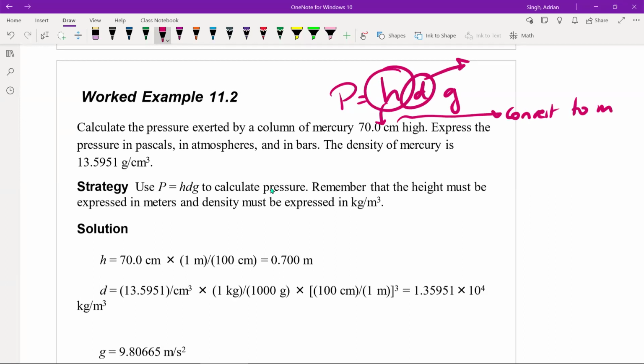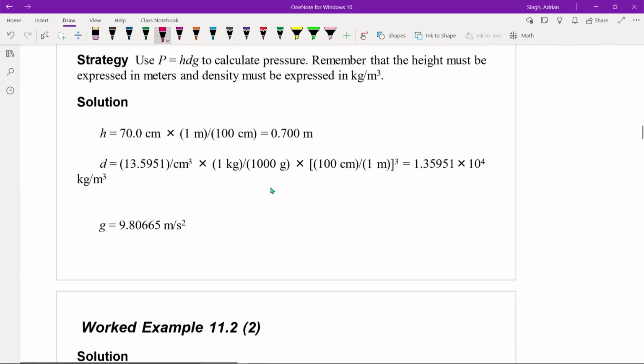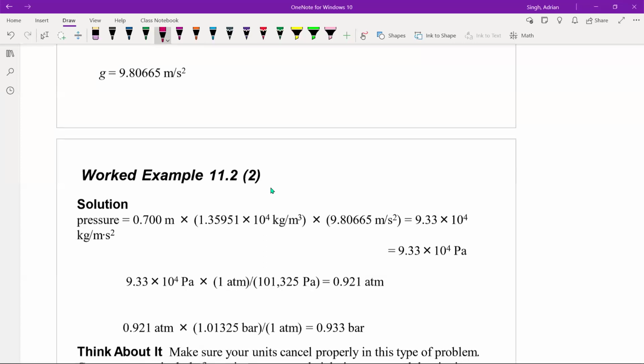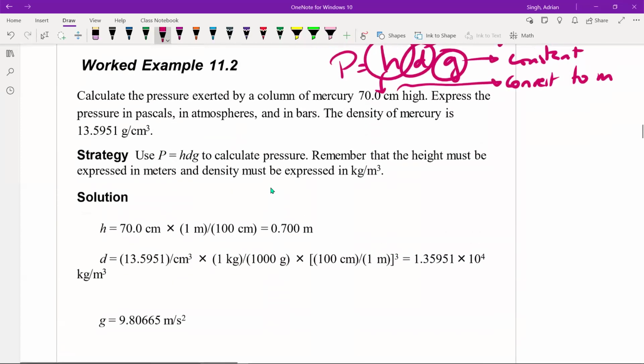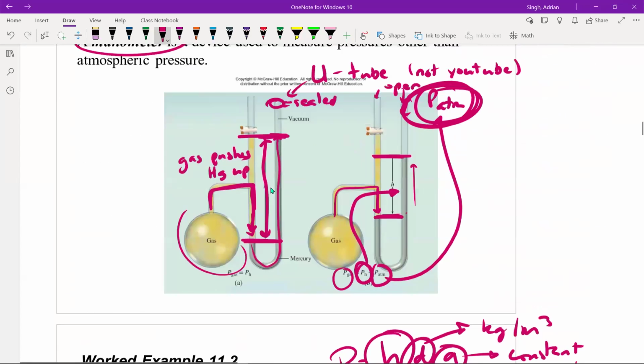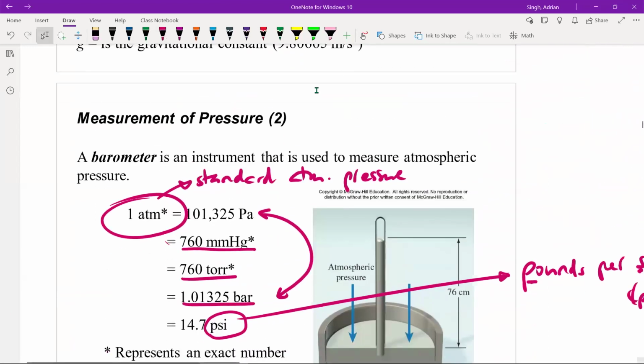We want to make sure that's converted to kilograms per meter cubed, and then we need G, the gravitational constant, and that's a constant as well. All right, so we can substitute those into our equation, and we can calculate our pressure. Once we get it, we can convert it to all the other units using the relationships that we talked about previously.